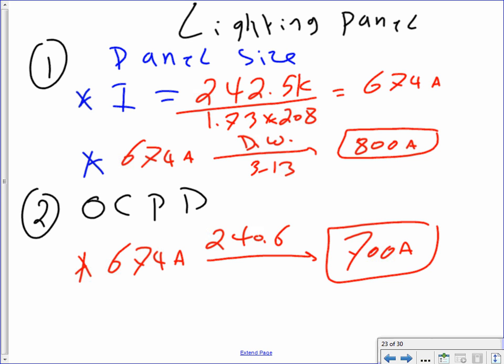No, so if they ask you based on the code, what size panel do you have? 700 amp, right? That's what decides, because of the overcurrent protection device rules. But in real-life equipment, what equipment did you buy? I bought an 800 amp panel with a 700 amp main.